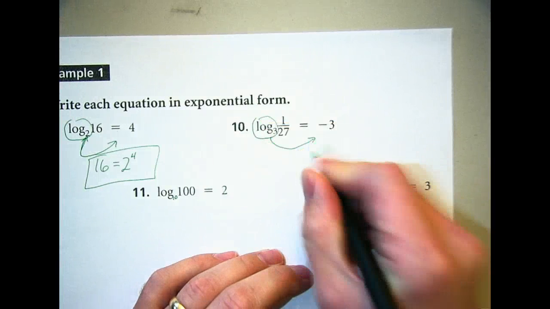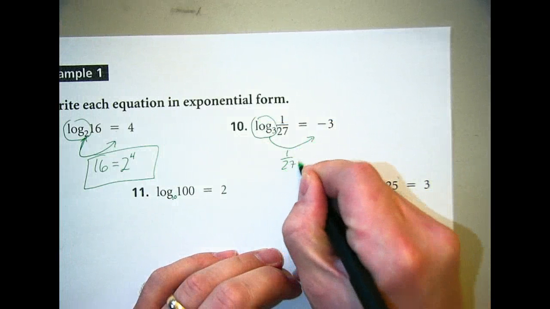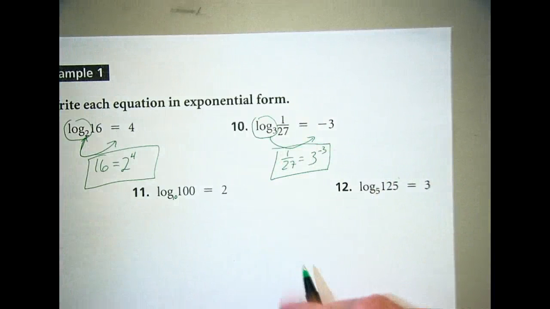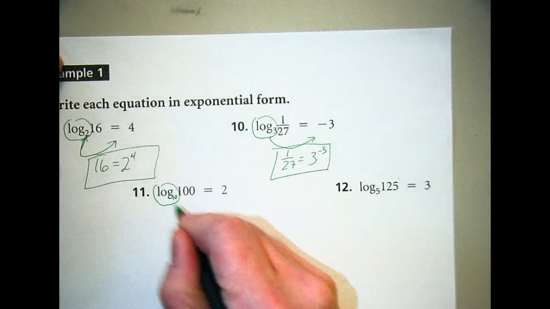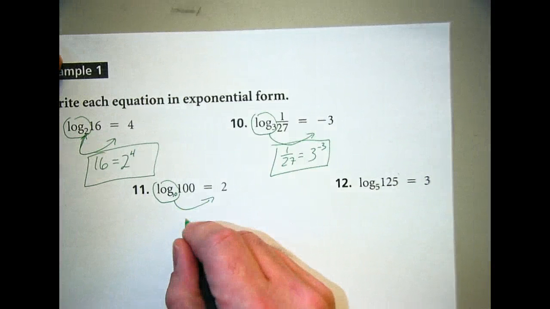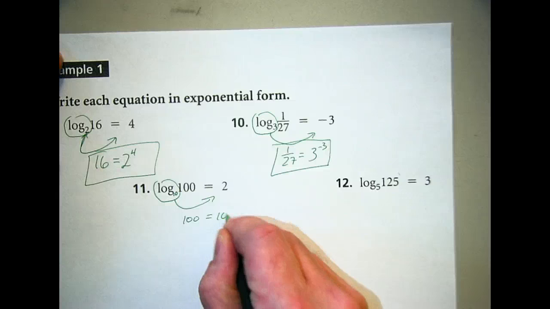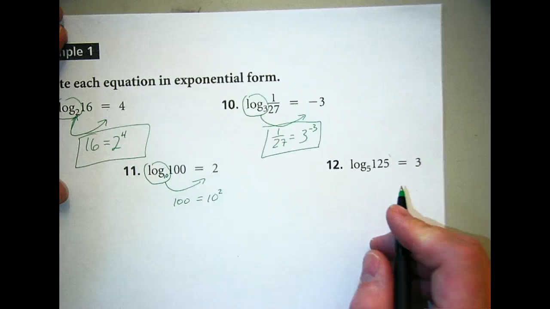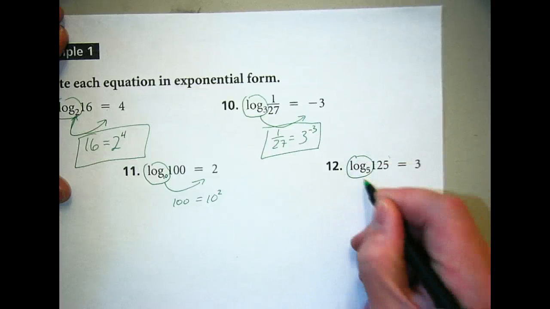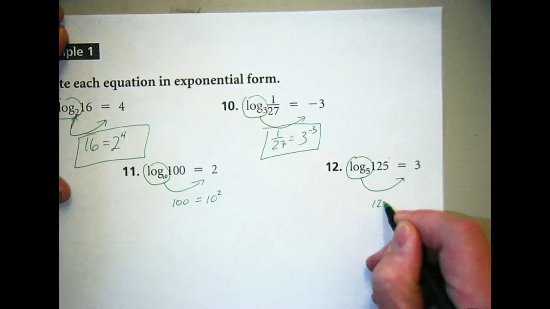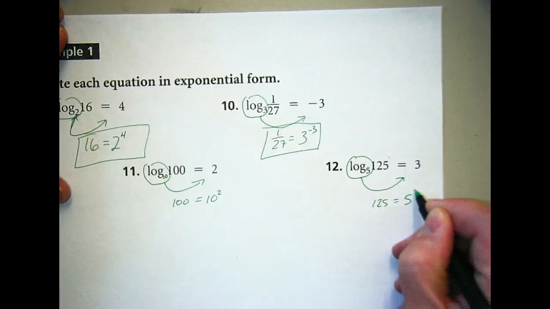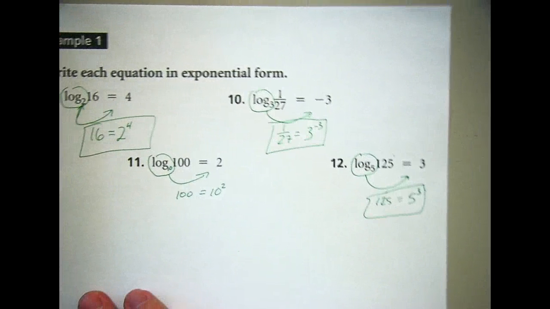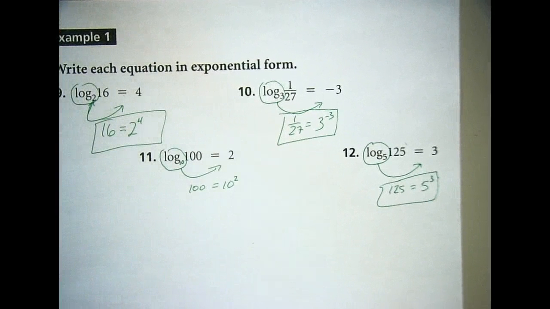Okay? So number 10 should be 1/27 equals 3 to the negative third. This one here, as we move that log back over, that becomes 100 equals 10 to the second. Our base is 10. And number 12, as we move that log, that's base 5, so we get 125 equals 5 as our base, 5 to the third. Good?